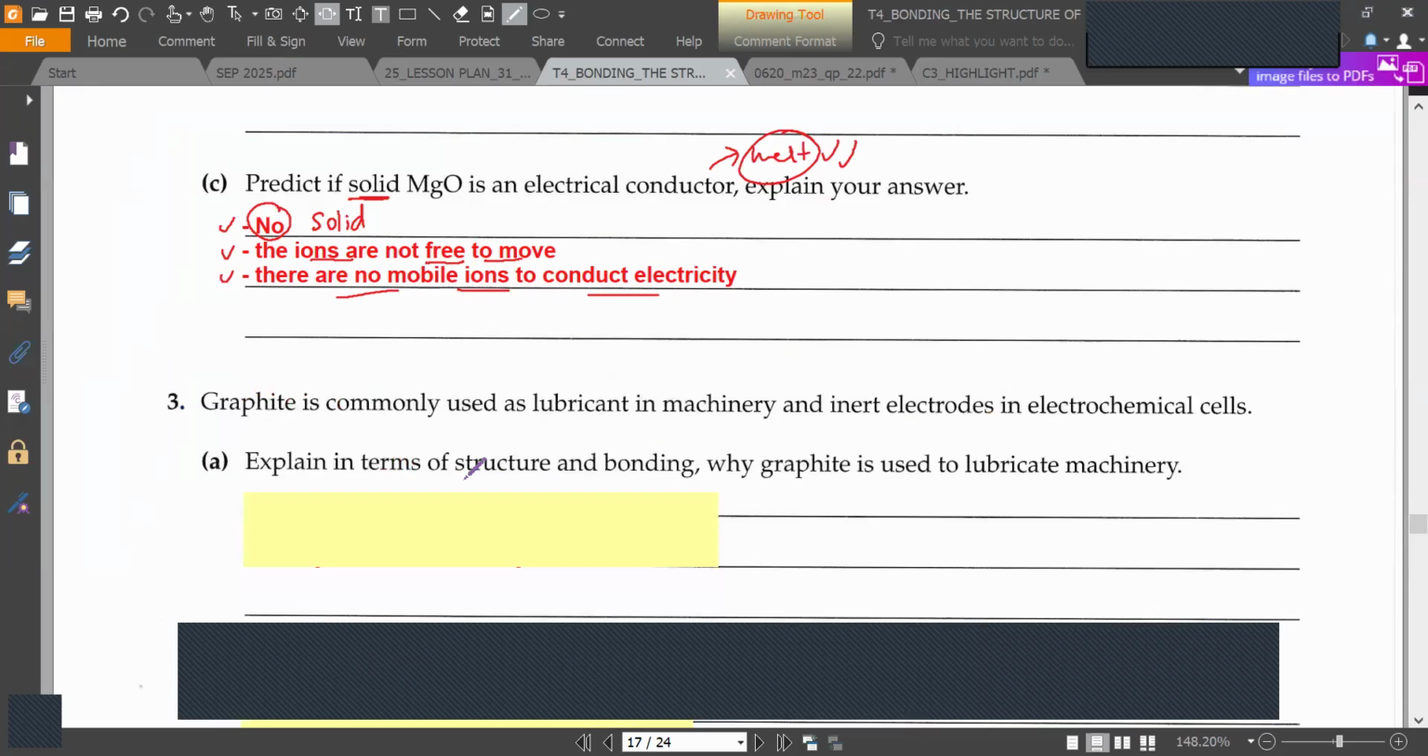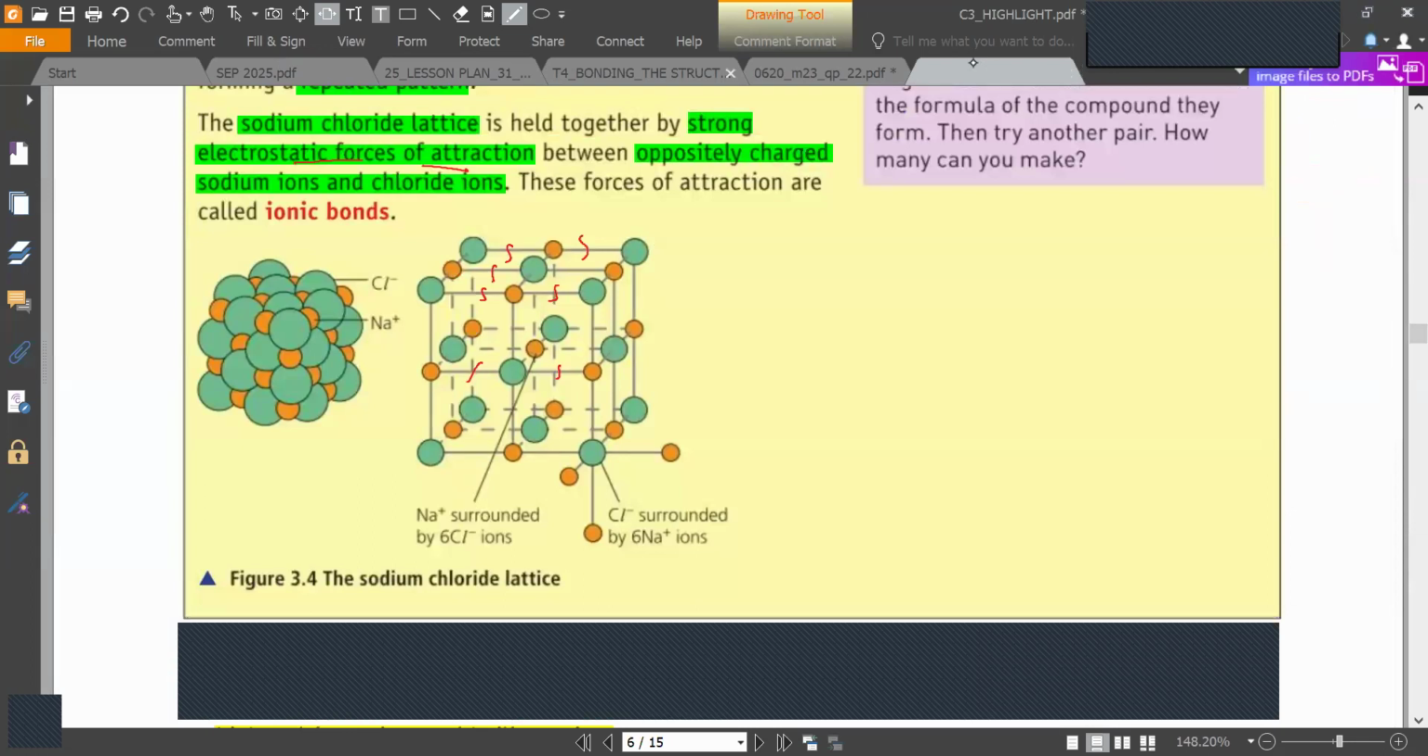Next. Graphite is commonly used as a lubricant in machinery and as inert electrodes in electrochemical cells. Explain in terms of structure and bonding why graphite is used to lubricate machinery. We have learned about this.